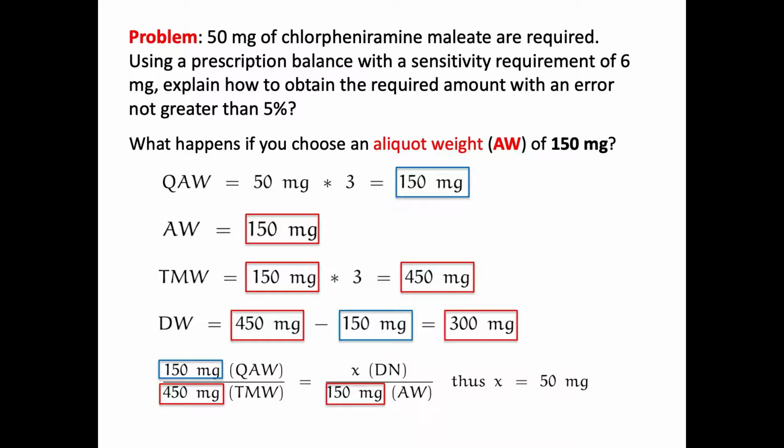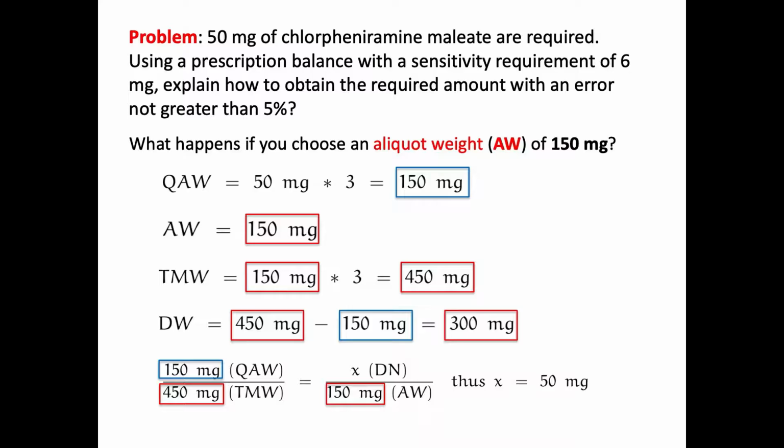By choosing a larger aliquot weight, what you see happens is that the total mixture weight will increase because now we're going to take that aliquot weight times the multiplication factor. So now we have 450 instead of 360. So that's gone up, certainly.